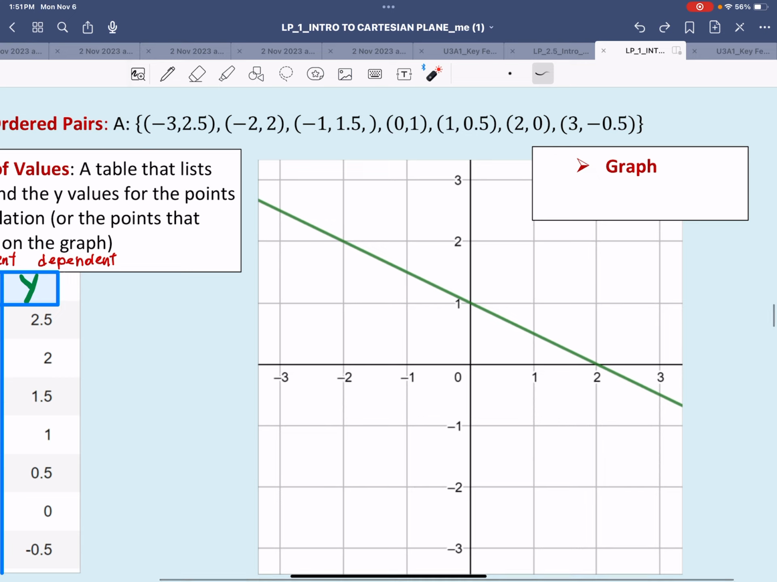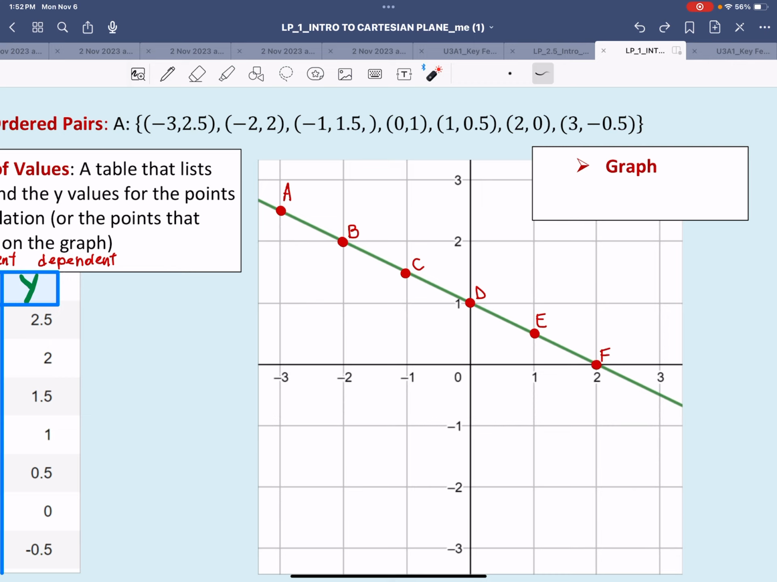Another way of describing a relation is by using a graph. So as you can see here, for example, the point negative 3, 2.5 would be a point on the graph that is presented here. Point B, negative 2, 2, negative 1, 1.5, point C. Point D is 0, 1. Point E is 1 and 0.5.